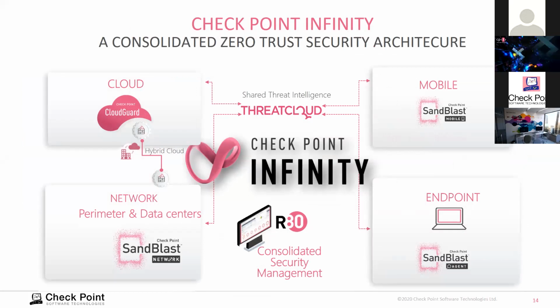Now we have an overarching architecture to do this. It's called Checkpoint Infinity. And this is where Checkpoint looks at a zero trust security architecture across every aspect of what you're doing inside your network. So we're not just looking at the data centers or the perimeter, we're looking at the endpoints, we're looking at the mobile, and we're looking at the cloud. Now, all of this is consolidated onto a single management platform.